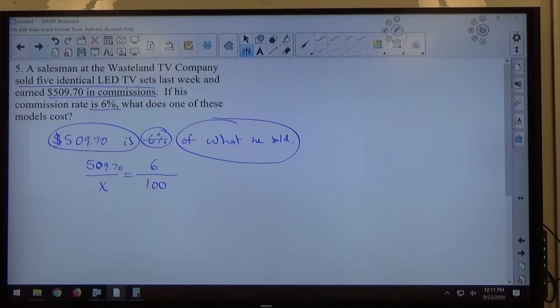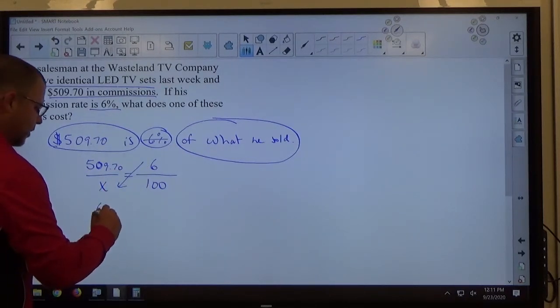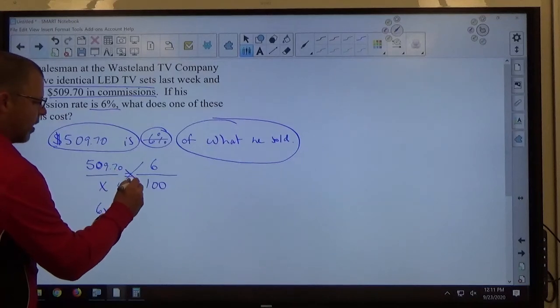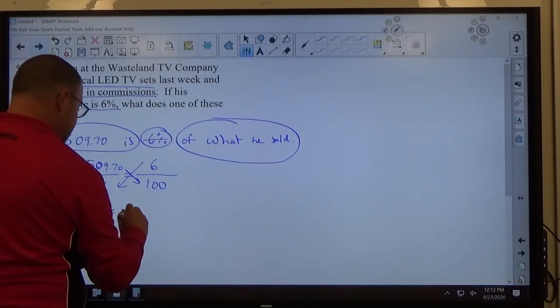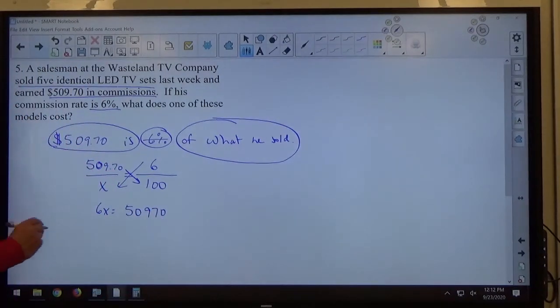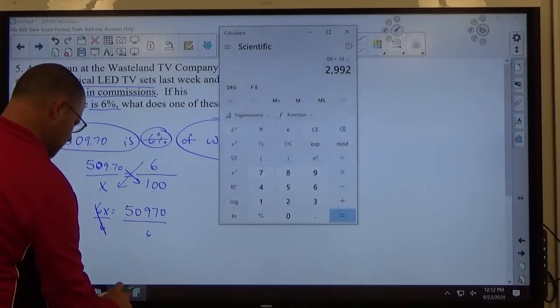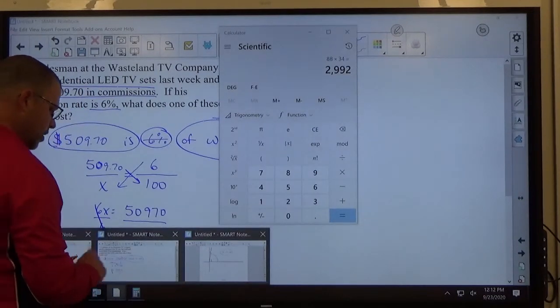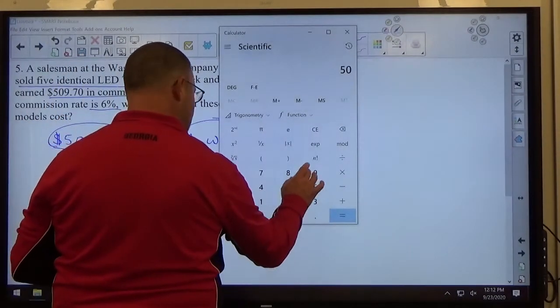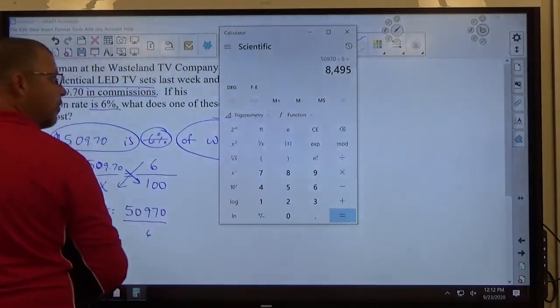Again, fill in the 3 holes with what you know. 6 times x equals $509.70 times 100, which is $50,970. We divide both sides by 6. And my calculator says 50970 divided by 6 is $8,495.